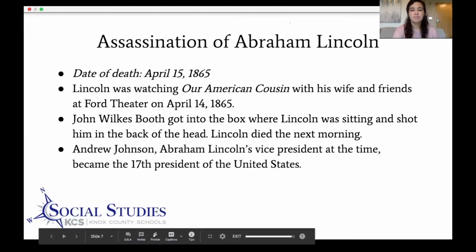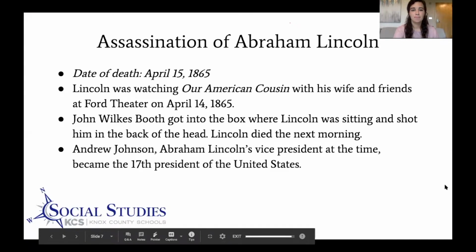As many of you already know, Abraham Lincoln was eventually assassinated. His date of death is April 15th, 1865. On the evening of April 14th, he was watching a play called Our American Cousin with his wife and some friends at Ford Theater on, like I said, the evening before, so April 14th, when a man named John Wilkes Booth got into their box and shot Lincoln in the back of the head.